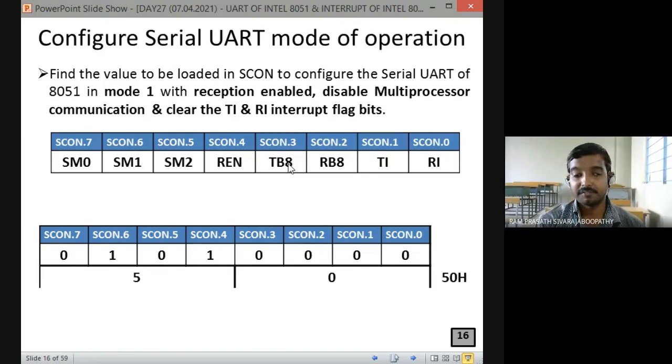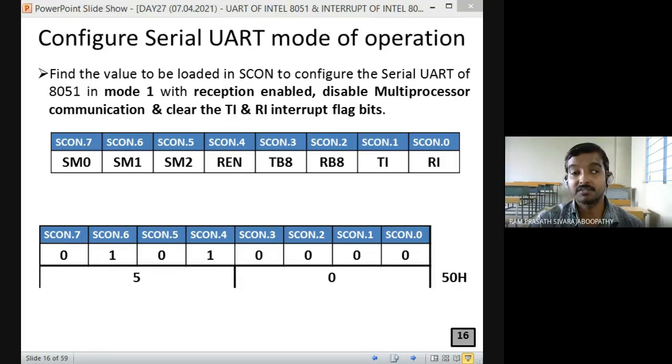50 Hz. So the meaning is the serial UART of 8051 is configured in mode 1 with reception enabled, and multiprocessor communication mode is disabled. So this is the meaning for filling this value into the SCON register. That's it. What about the instruction you have to use to move this value 50 Hz to the SCON register?